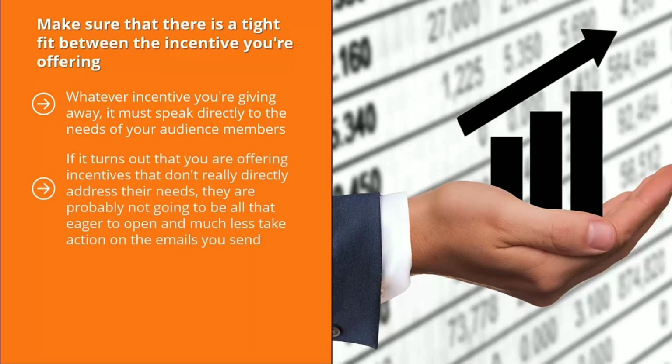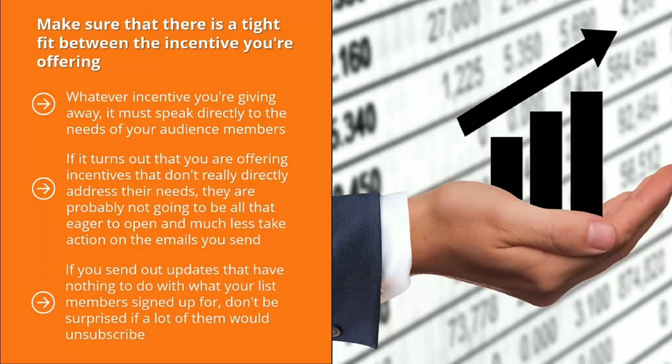If it turns out that you are offering incentives that don't really directly address their needs, they are probably not going to be all that eager to open, much less take action on, the emails you send. Another way you can optimize your email marketing is to send out only relevant and on-point updates or autoresponder texts. In other words, when people sign up for a specific niche, everything that they receive from you should talk about that niche and nothing else.